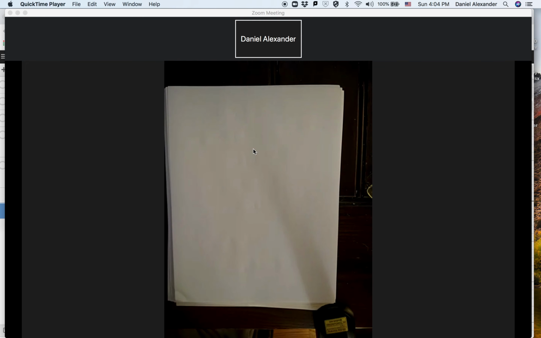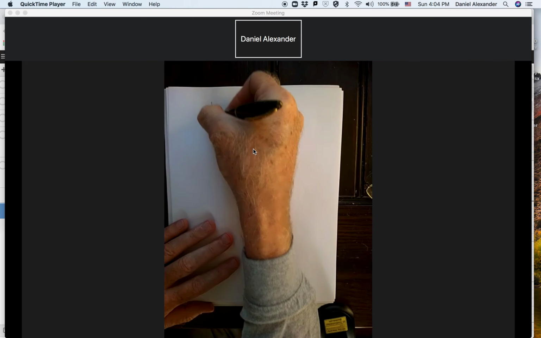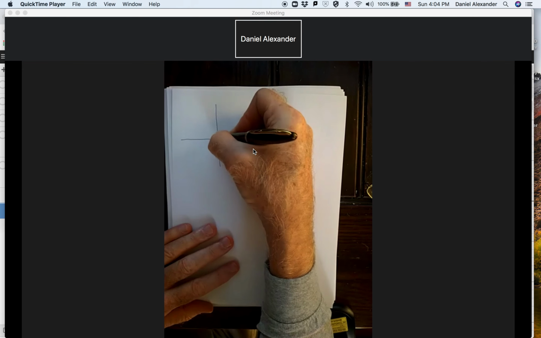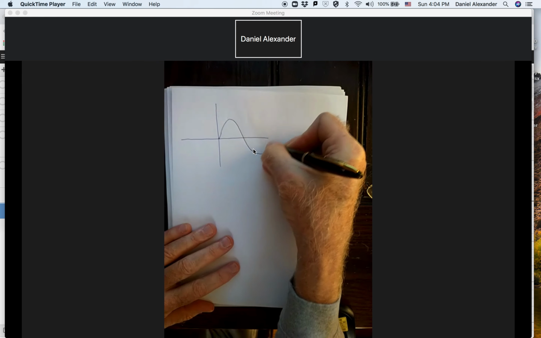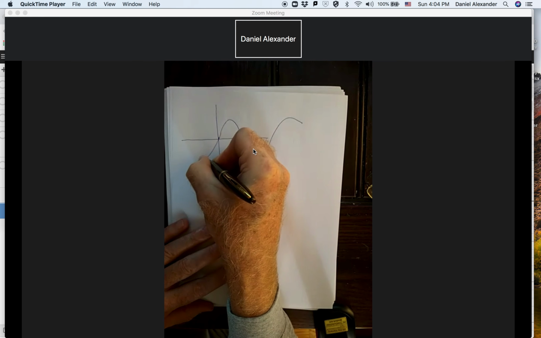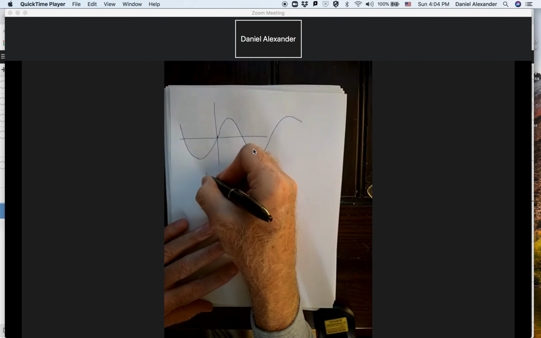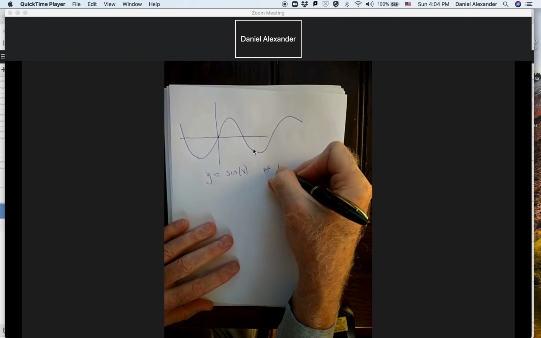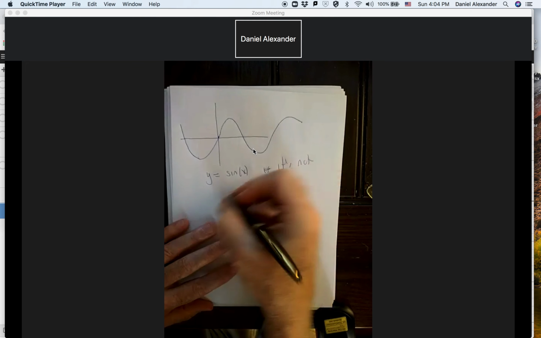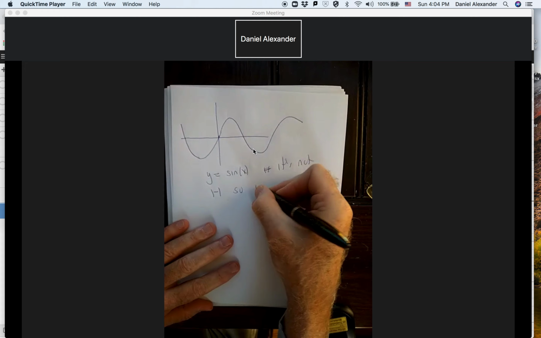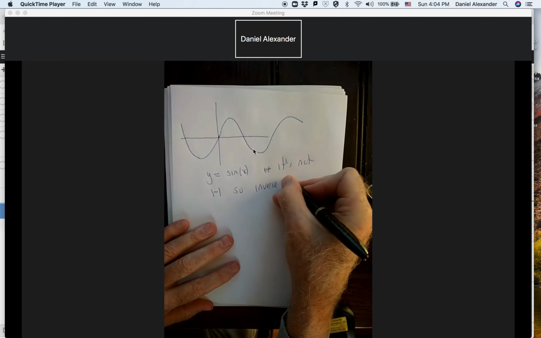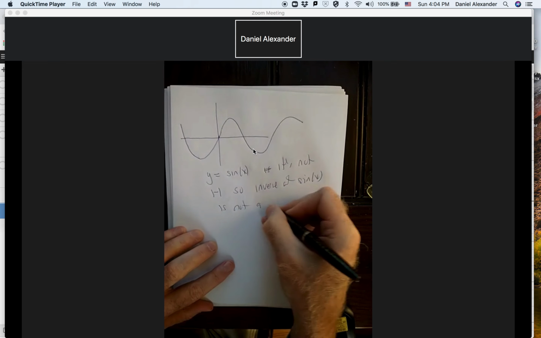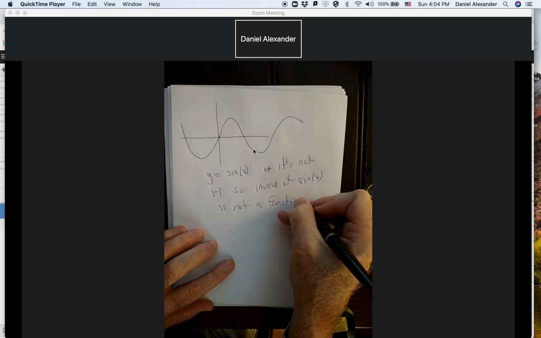Okay, so let's look at the graph, and I want to propose a solution to the problem of finding an inverse. Here's the sine function. It's not 1-to-1, so its inverse, the inverse of sine, is not a function. Okay, now think about this.